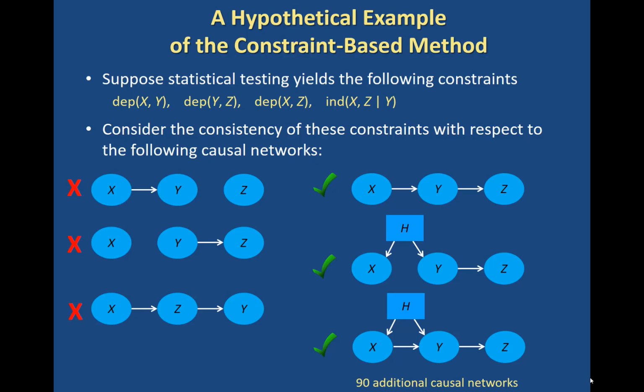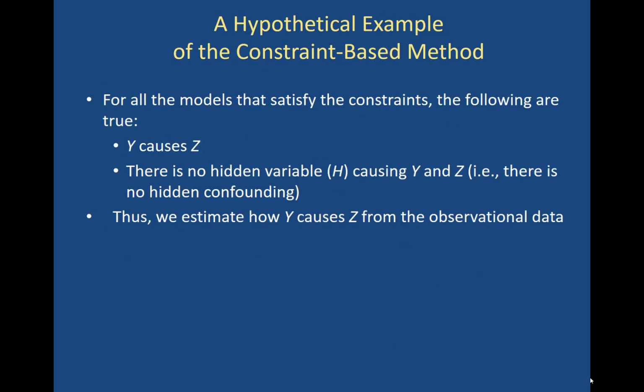And notice what's consistent among these three. They have Y causing Z, and there being no hidden confounder of Y and Z. So that means that we can estimate the causal effect of Y causing Z from the observational data. This slide just summarizes the points that I just made.